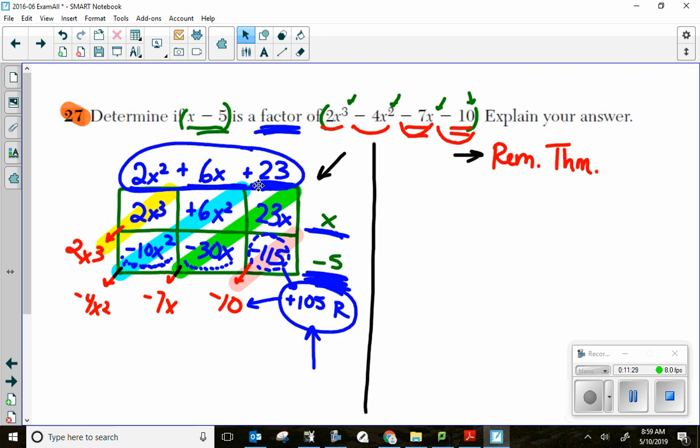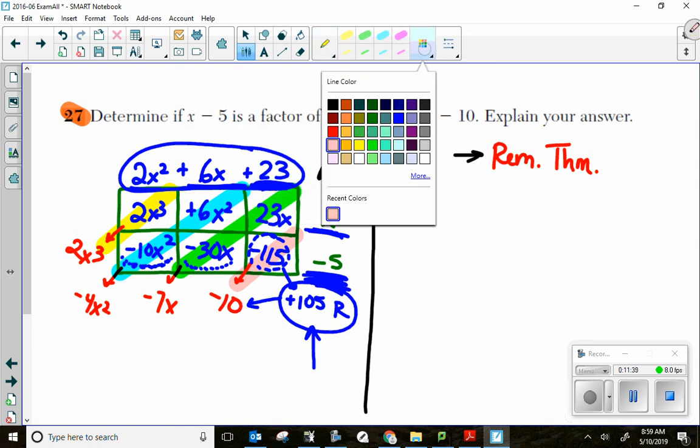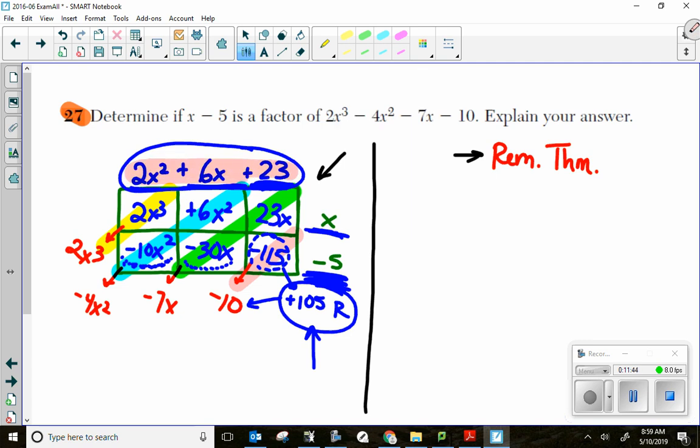Let's look at the remainder theorem. Now keep in mind, the remainder theorem does not give you the actual quotient. The remainder theorem will only give you the remainder. And in this case, it's not asking me for the answer to a division problem or the quotient. It is only asking me for the factor, which means I really only need to know the remainder. So that's why I can use the remainder theorem.